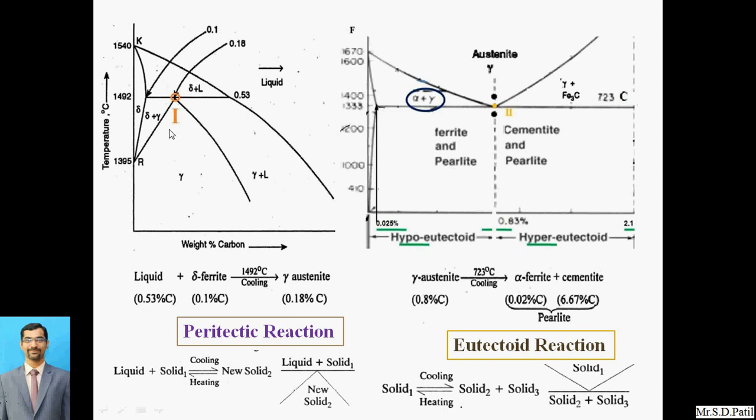So for the peritectic reaction, you just refer to this. Liquid plus delta ferrite. When the liquid plus delta ferrite phase starts occurring, after cooling of this particular portion, the liquid will have 0.53% of carbon. For the delta ferrite, 0.1% carbon will be there. So this will be the range from 0.1 to 0.53 of this particular diagram.